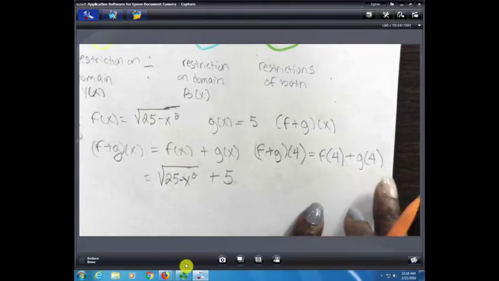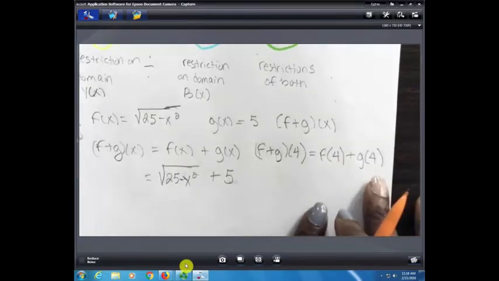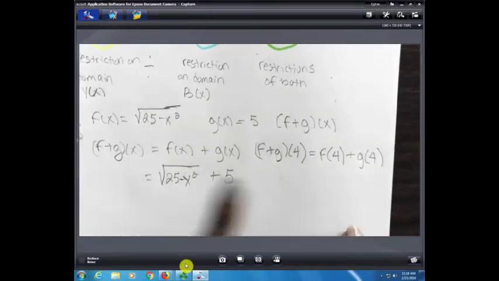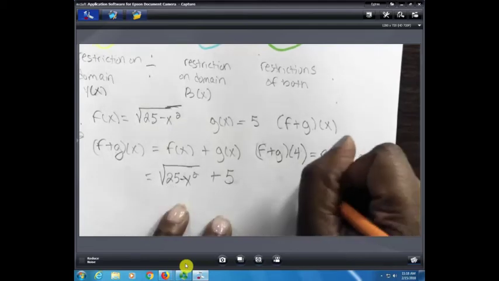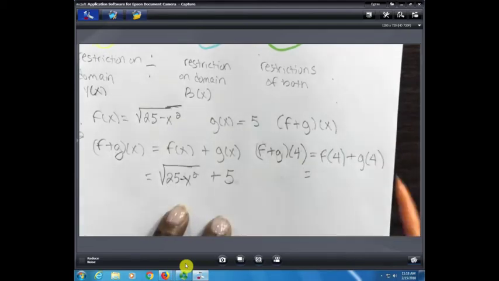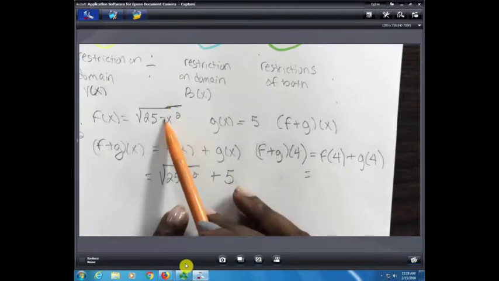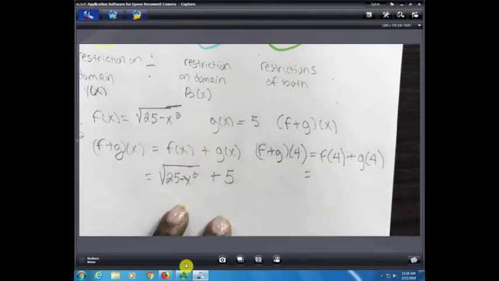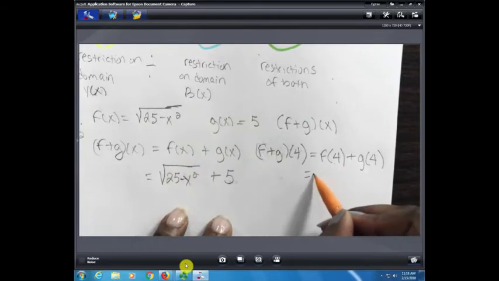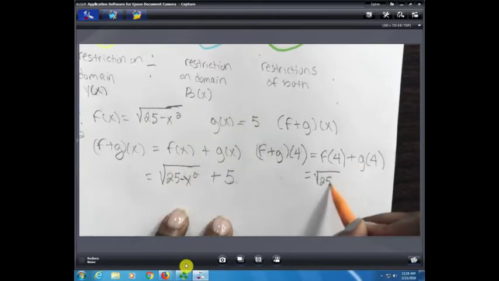Or we can do f of 4 and then f of g and then combine the answers. Either way is fine. So if I get f of 4, I'm going to plug in 4 for x in this f function. That's the square root of 25 minus 4 squared.